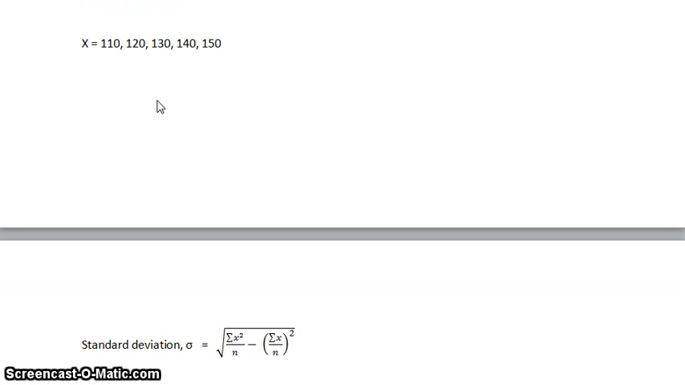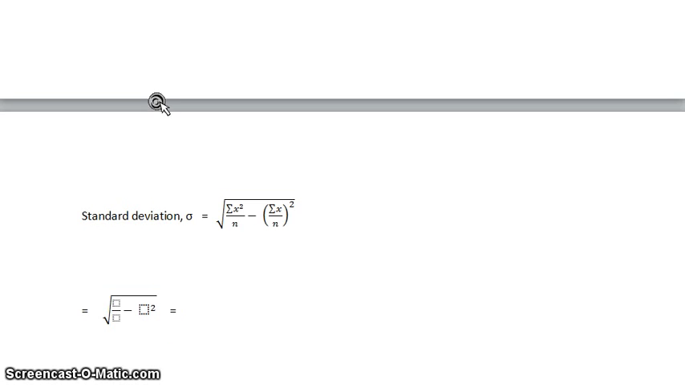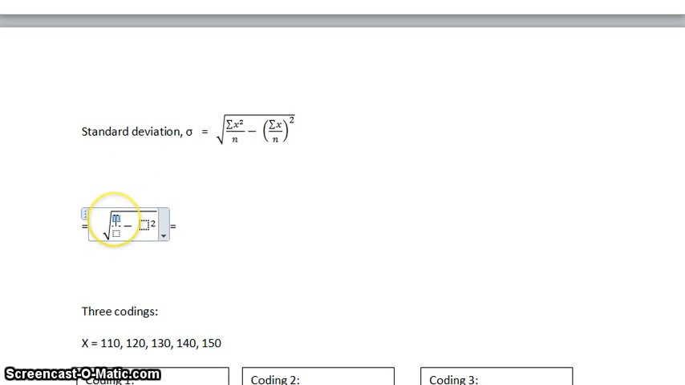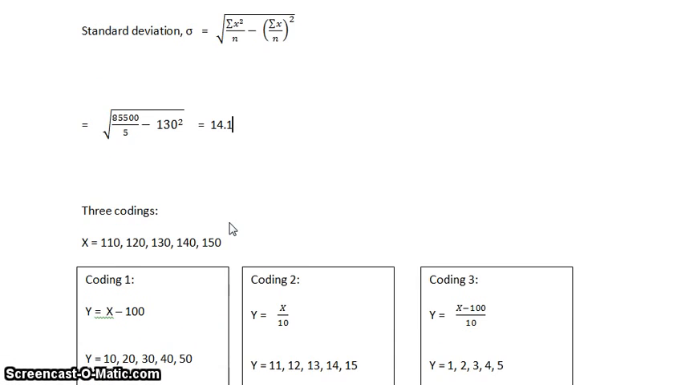Okay, hopefully you've all had a go at that. This is the formula that we will have used, and when we work out the sum of x squared, we get 85500. There's 5 pieces of data, and the mean is 130, and the standard deviation is 14.1. That's 3 significant figures. So that's the standard deviation of our set of data.